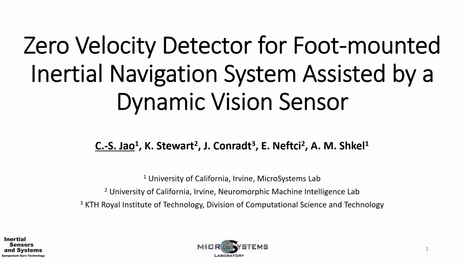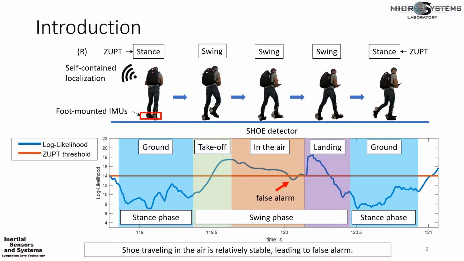In this presentation, I'll be talking about zero velocity detector for foot-mounted inertial navigation system, assisted by a dynamic vision sensor. In this project, we're working on self-contained localization.